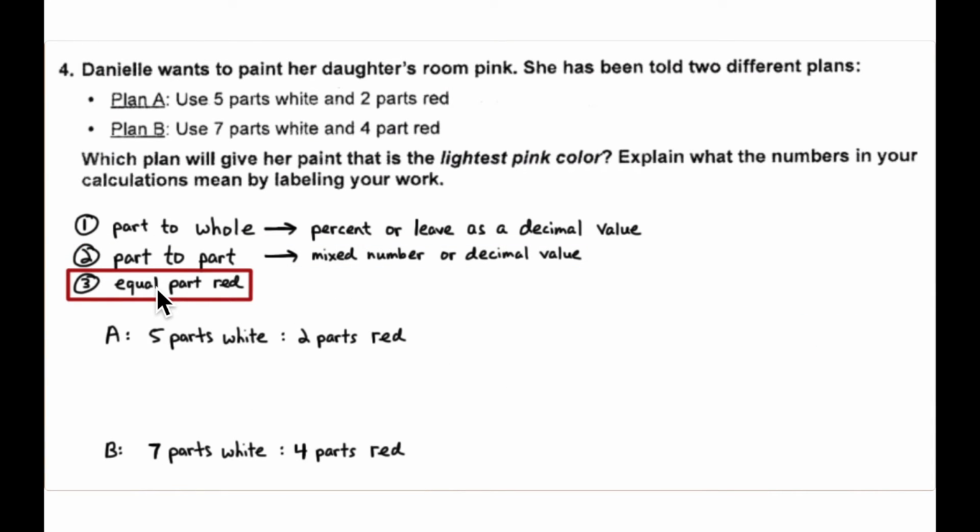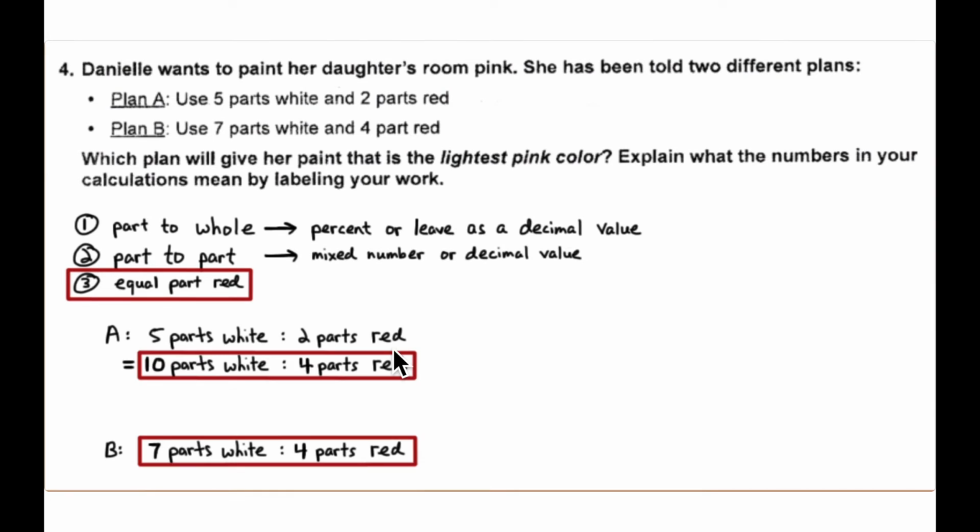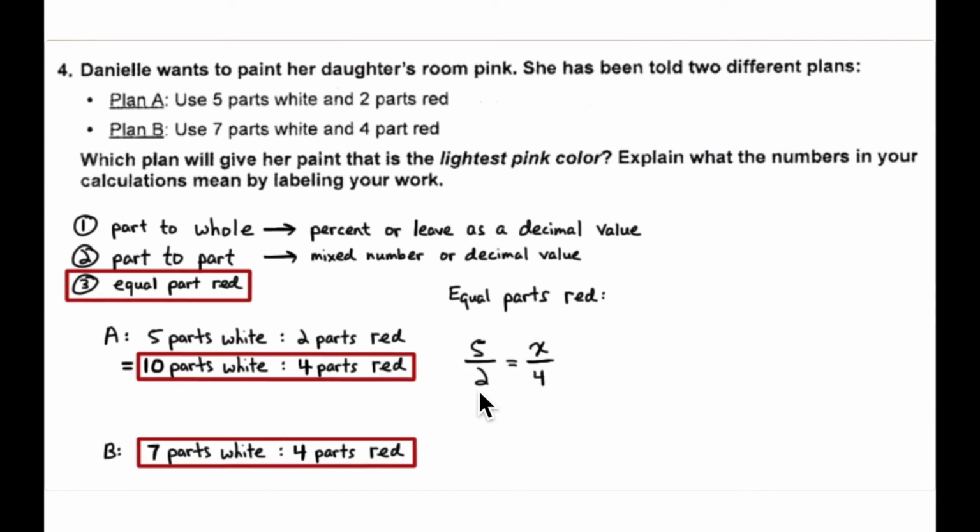Finally, if you're going to use equal parts red paint, this is similar to part, where that was per 1 part red. This is just changing it to 4 parts red, because I look at this and I see 4 parts red here, and I know I just have to double this to get to 4 parts red. So now I can just look at it, but let's set up the proportion. So it's 5 parts white to 2 parts red. And I'm going to end up with 4 parts red.